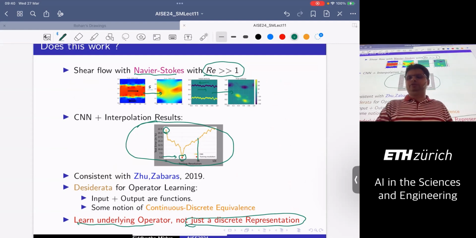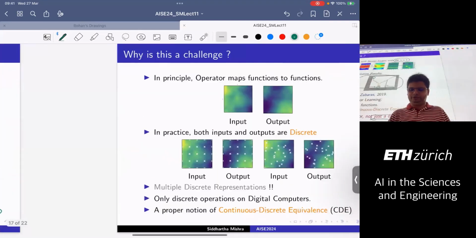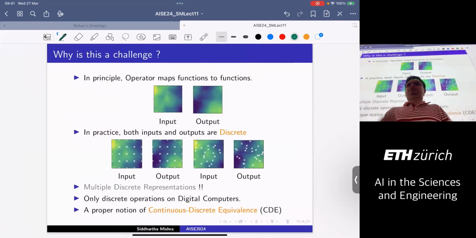Anyone on Zoom who wants to ask a question about this? Okay, so this is the key point, right? So we have not learned the function. We have just learned one particular realization of it. And this is really a challenge from various angles. And let me try to explain that.